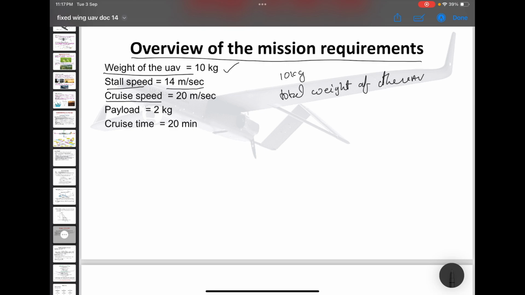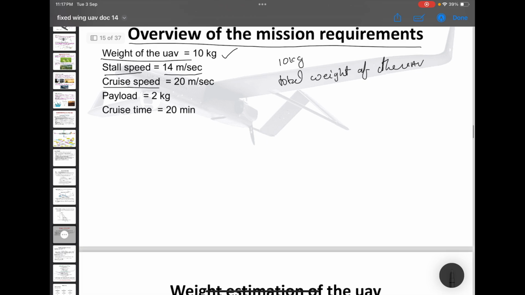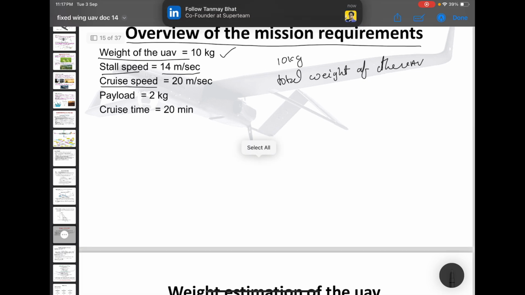Third one is cruise speed. When you are in level flight, we have a flight speed, that is the cruise speed. Here I have considered a cruise speed of 20 meters per second.